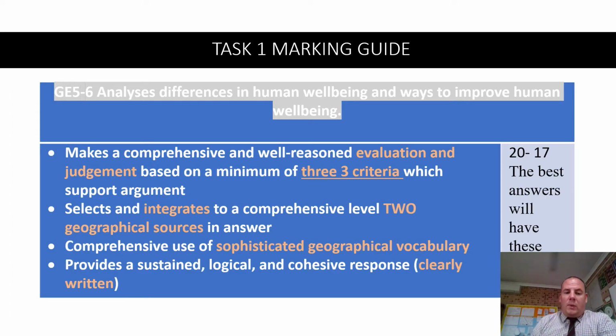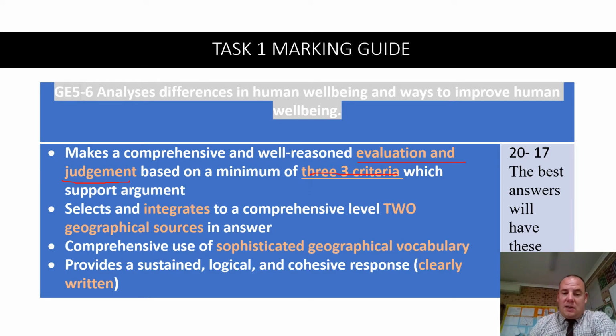So when we look at the marking criteria, this is really important. So in geography, you have to write your answer for geography. It's going to be separate to history, but the same question. This is what we're looking for. This is what the top band will look like. Makes a comprehensive and well-reasoned evaluation and judgment. What does that mean? Well, it means basically that you've looked at the policies, you've made a judgment, but you've used at least three criteria which supports your argument. And we're going to give you some examples of that later on.